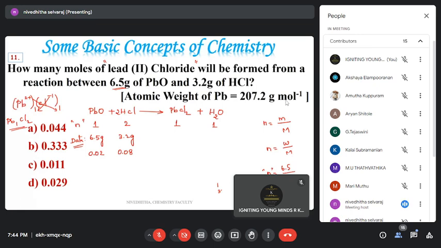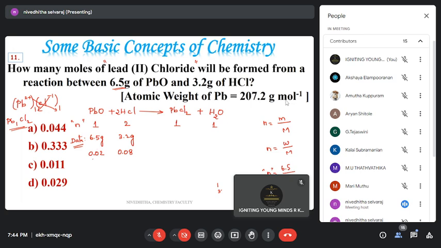See, the inference is what we came up with. Hydrochloric acid's quantity must be twice the quantity of lead oxide, right? So the lead oxide they have taken is 0.02, and what is its twice the quantity? It is 0.04. So HCl is in excess. Okay, so we have no problem with hydrochloric acid.